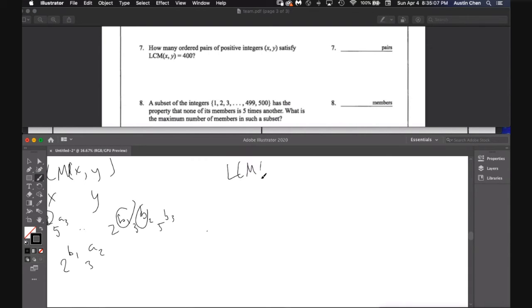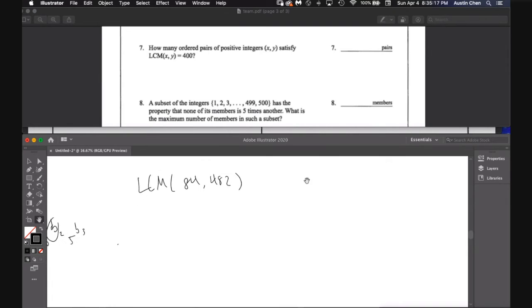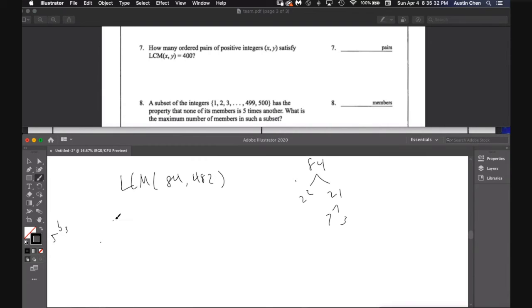Let's just do LCM of something random. Okay, so let's just do 84 and 482. That's pretty random. Okay, so we want to look at the prime factorization of these numbers first. So 84, I could take out a 4 from that. So 2 squared, and then 21. So then we have 7 and 3. So you have 2 squared, 3 and 7 for 84.